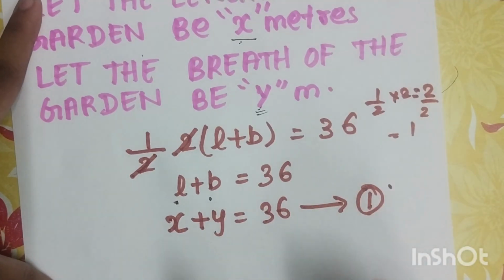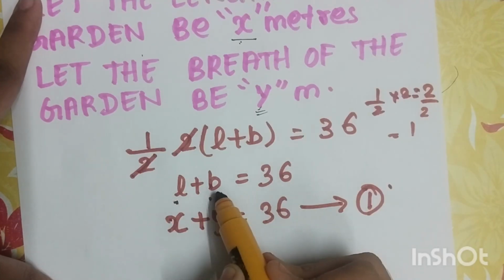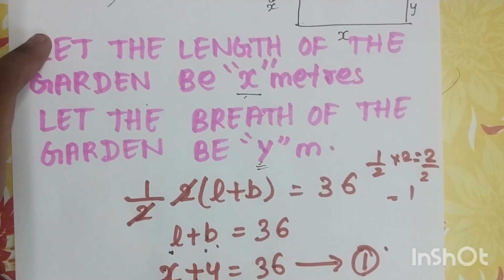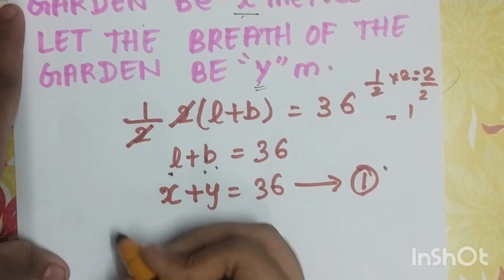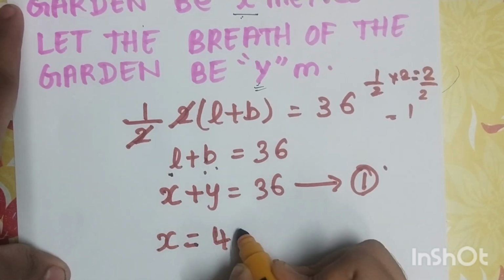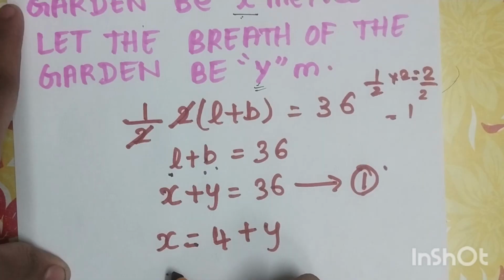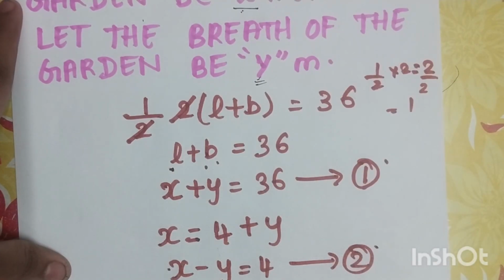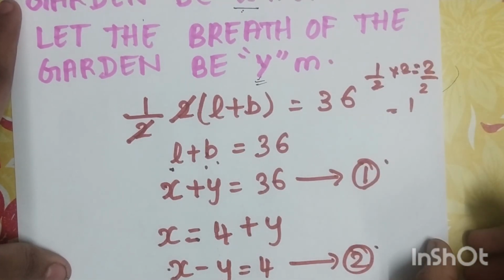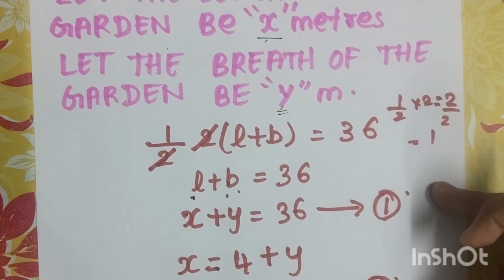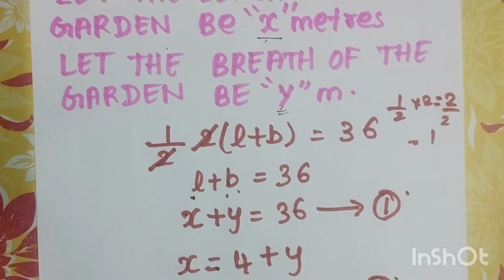Clear? I have simplified this. Since I have taken x and y in my let statement, instead of L and B, I'm just writing x and y. Clear? And my second equation is x is equal to 4 plus y. So keeping constants on one side, x minus y is equal to 4 is my second equation. Clear? So these are my two equations. So now we are going to find the solution set for these two equations through the graphical method.